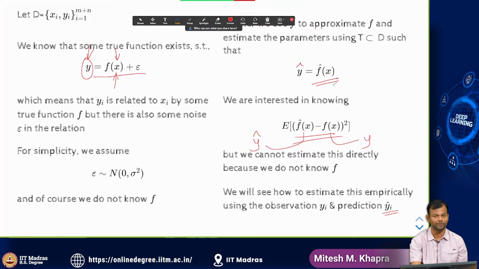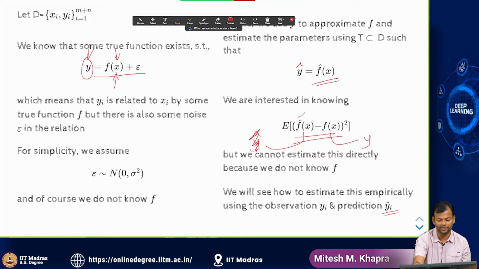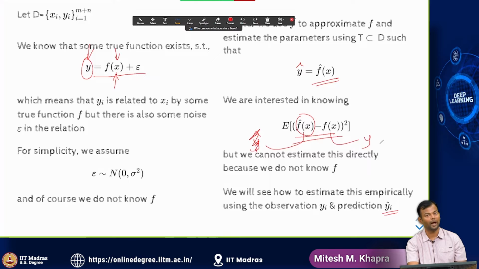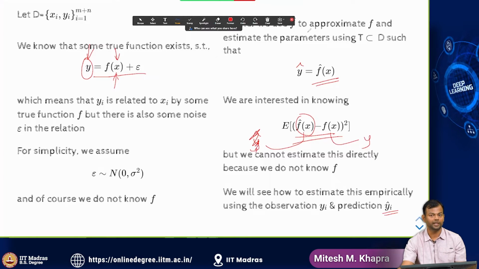But now I will make it explicit. I don't need to actually use y hat here. I can just say f hat of x, which you understand, and f of x is just y, which are the training points that are given to me. So now let's go further.